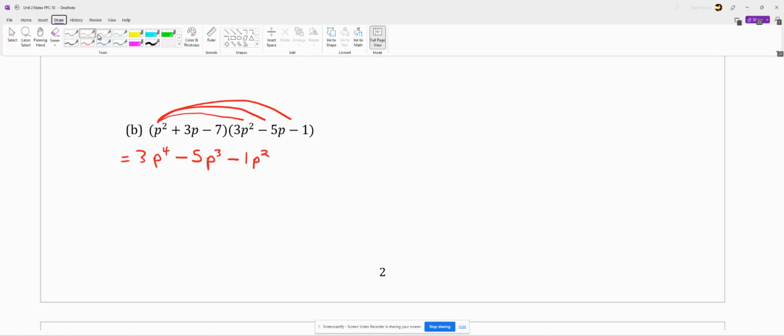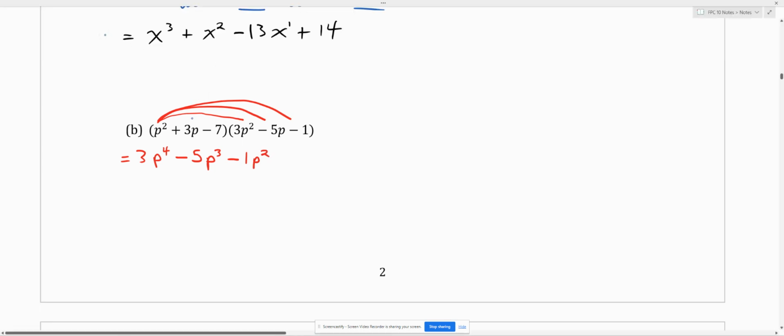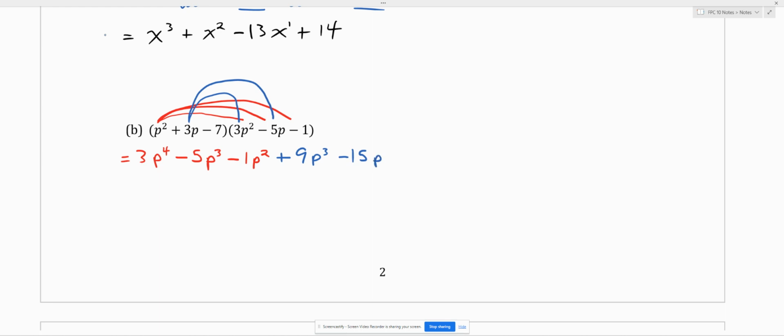All right. To keep track, I'm going to go to blue. This is going to look a little bit strange, but I'm going to start with positive 3p here, and I'm going to go up and down to multiply it with this 3p squared, which is going to give me positive 9p to the 3. I'm going to multiply again right here. 3p multiplied with negative 5p is negative 15p squared. And finally, 3p times the negative 1 is going to be negative 3p.